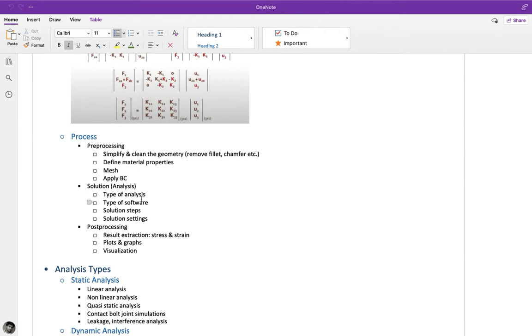Next one is the analysis part, which basically depends upon the type of analysis, the type of software you are going to use, solution steps, and settings. Third one is the post-processing, in which we extract the stress and strain results out of the calculation, plot and graph them, and visualize them.